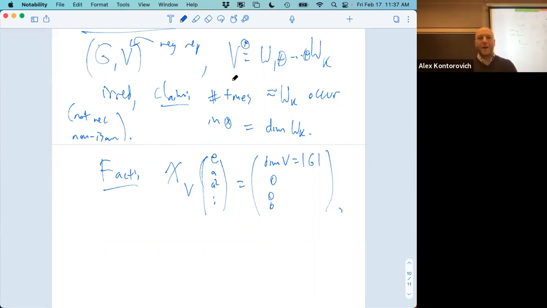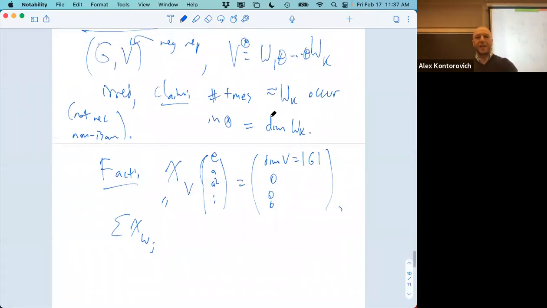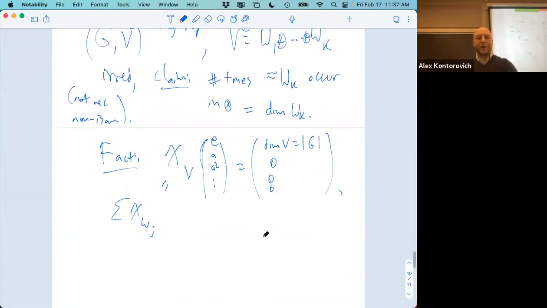Now, you can think of V as a vector space, and we've decomposed it into these orthogonal pieces. So character means trace. This character is nothing but the sum of the characters of the WJ, right? If I take the traces, the blocks don't interact with one another. So that's a sum of the characters. And so how many times will WK occur?